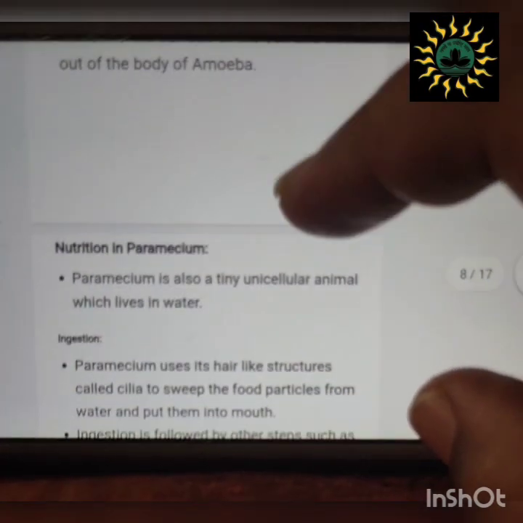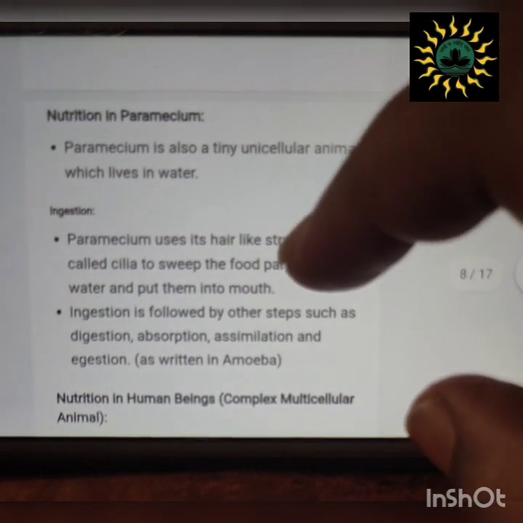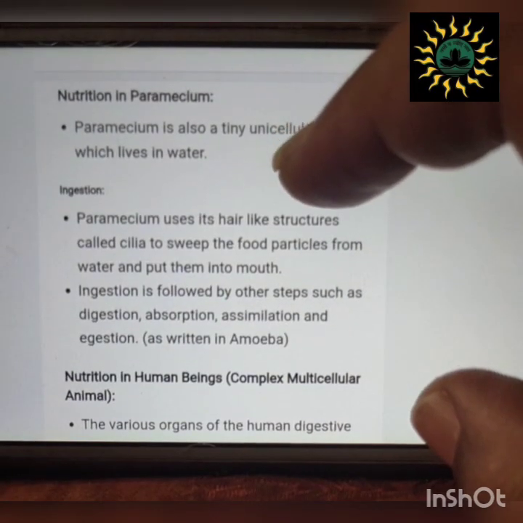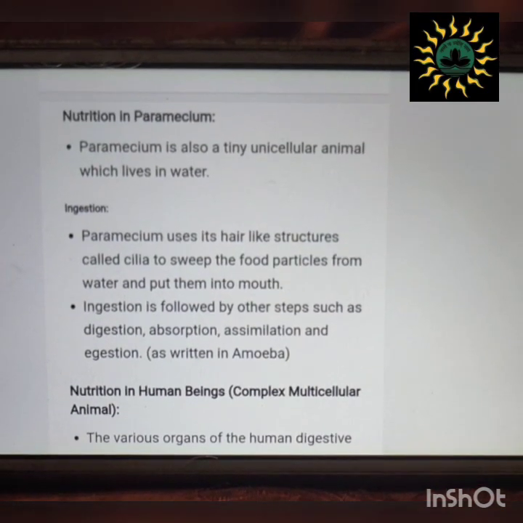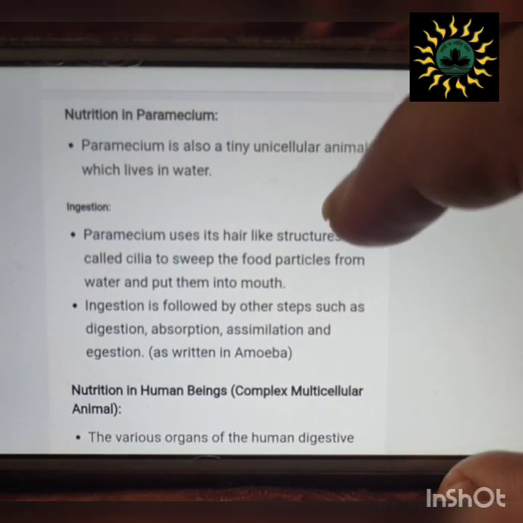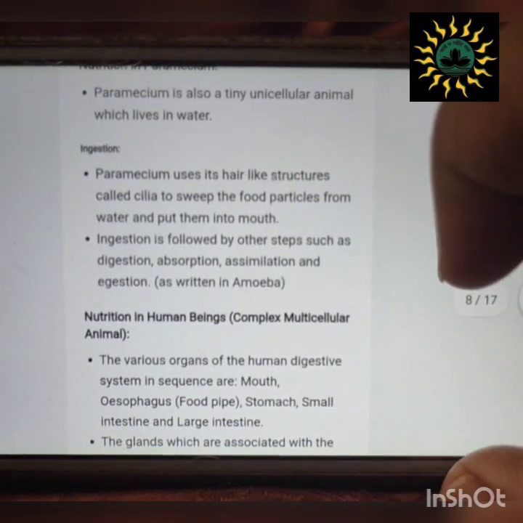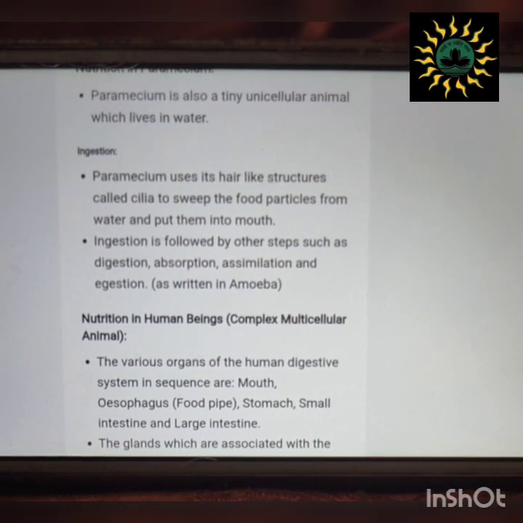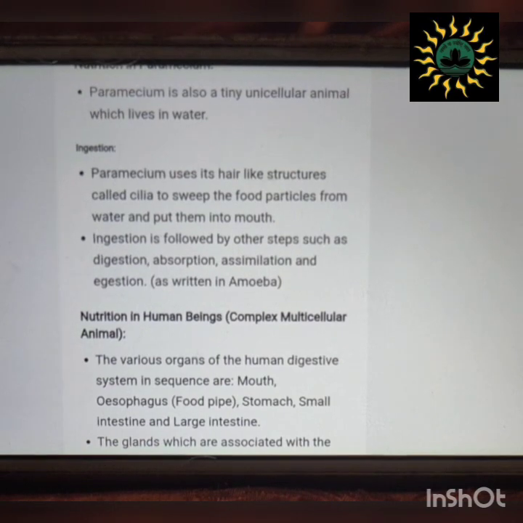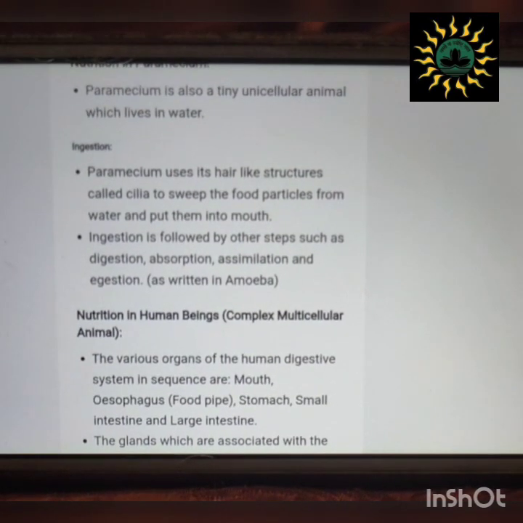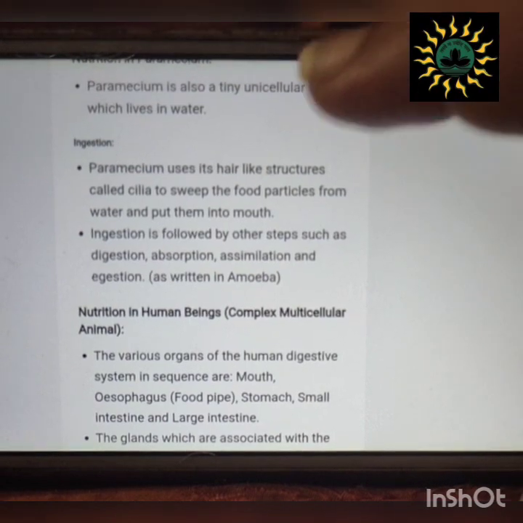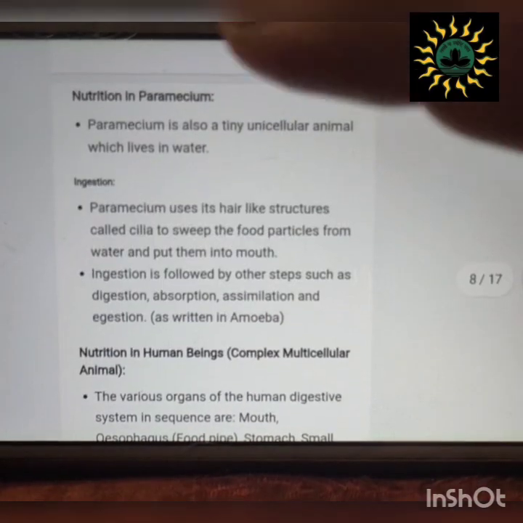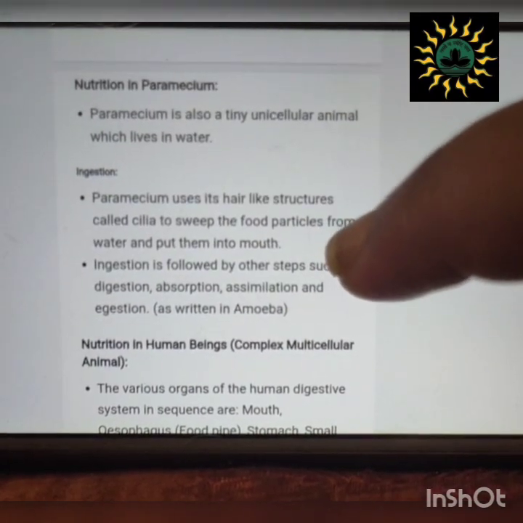Next, we come to paramecium. Paramecium also uses hair-like structures called cilia. Cilia are hairy, tiny structures around the slipper-shaped paramecium. They sweep the food particle in front of their mouth through the water current. They sweep their cilia and let the food particle reach their mouth, and then again the different steps, that is digestion, absorption and assimilation, and finally egestion takes place as in amoeba.